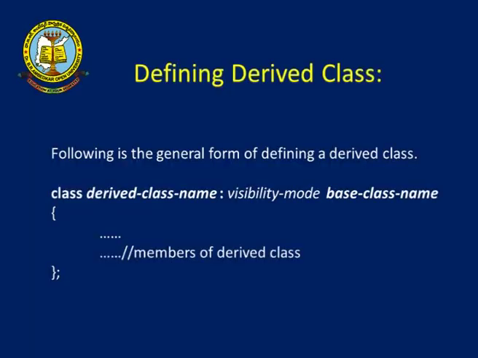See, in this slide, let us discuss how to define the derived class. In the derivation of a new class, we can use this syntax. First, we need to write the class keyword followed by the derived class name, and then we need to write the colon operator. The colon is actually the class derivation operator, followed by the visibility mode, and then we write the base class name, and an opening brace and closing brace. Between the opening and closing brace, we can have all the members of the derived class.